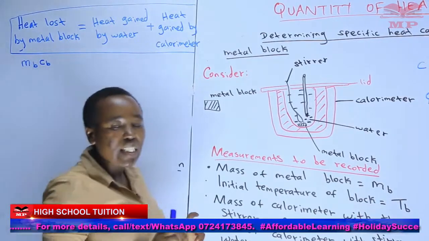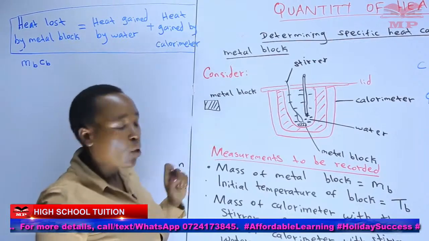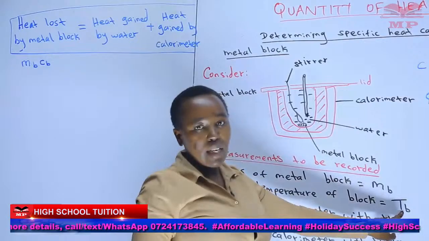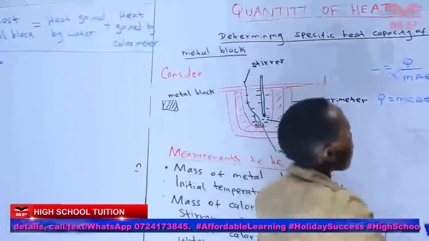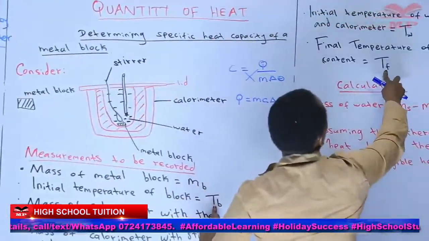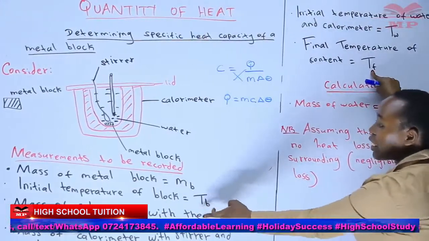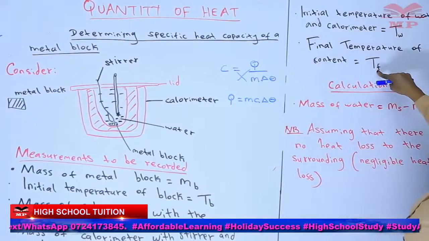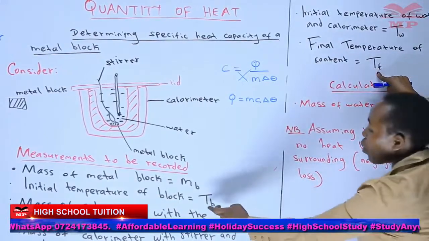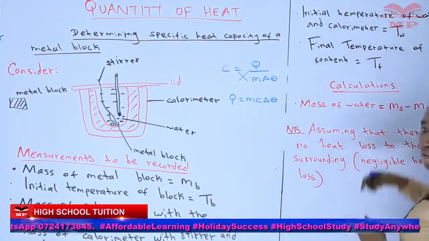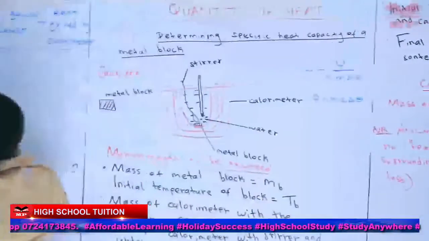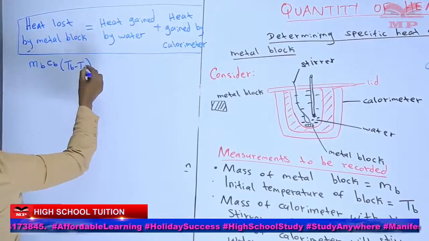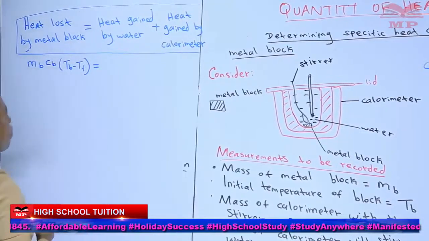So what is our change in temperature for the metal block? The initial temperature of the metal block is this one, and the final temperature for the content is this one. Remember, this metal block is at a higher temperature than the final temperature. So we have the change in temperature as TB minus TF. That's what we have on that side.